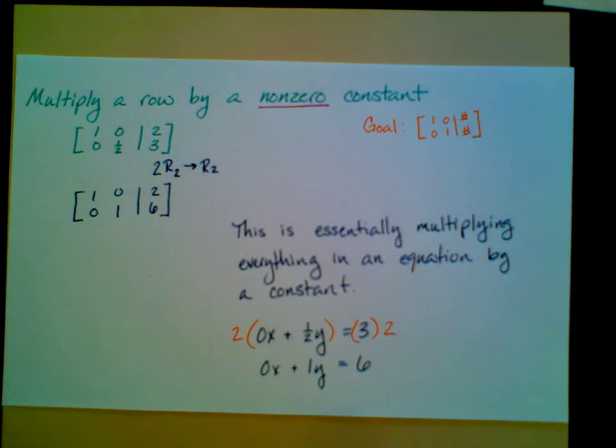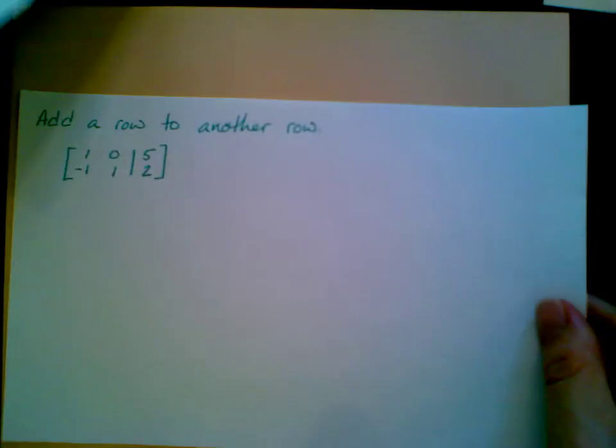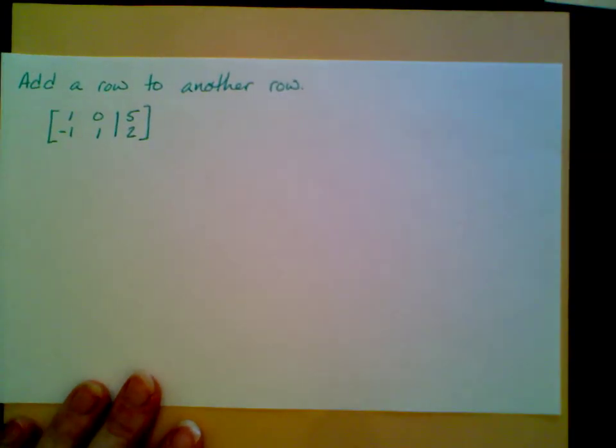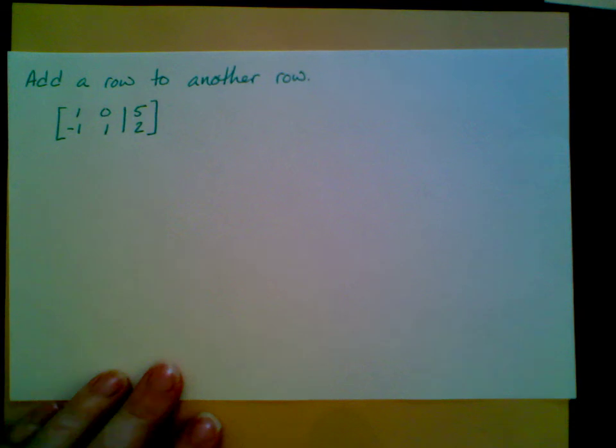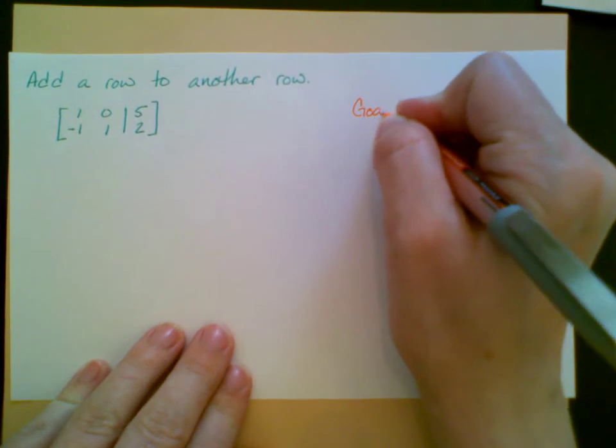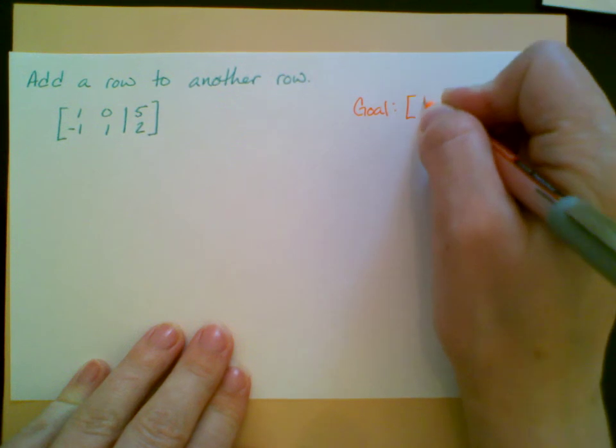So now, let's talk about when the rows get to interact with one another. So when I get to add a row to another row, I'm going to rewrite my goal form again.